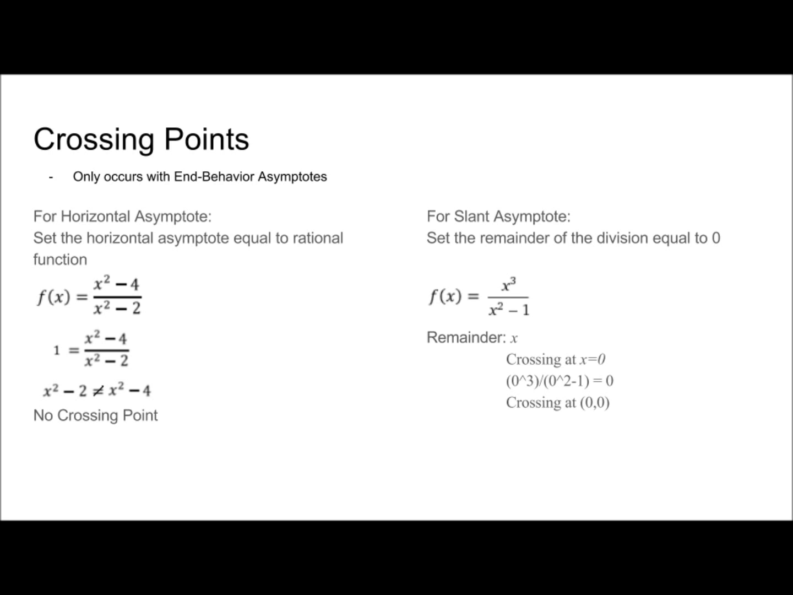For the slant asymptote, you set the remainder of the division equal to 0. Say you have f of x equals x cubed over x squared minus 1, you get a remainder of x using long division, and you set x equals 0, and you plug 0 back into the equation to get a crossing point at (0, 0).